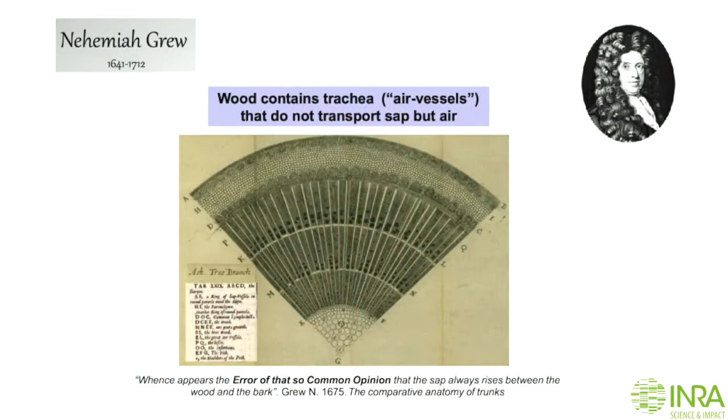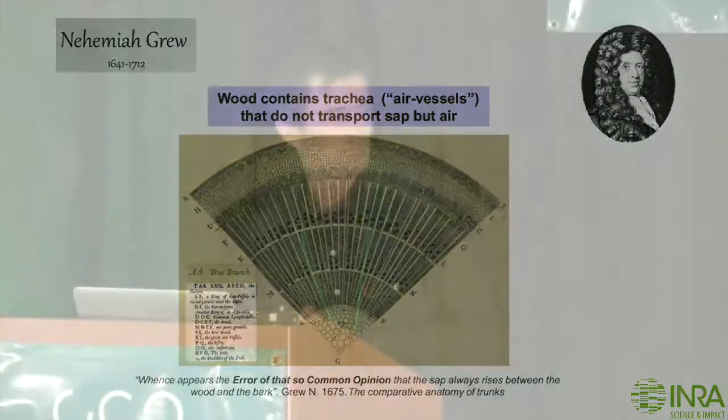That was the consensus up until Nehemiah Grew, right around the same epoch, said, no, that's not true. Actually, this is not the way the plant tissue is used by the plant. The plants are full of air. So he completely negated what his colleague had said, and he based his work on those stem sections.